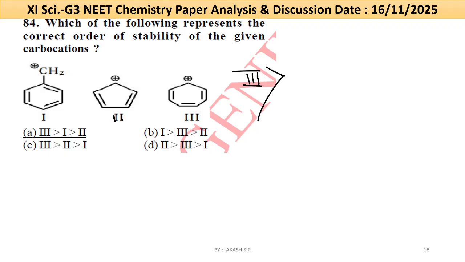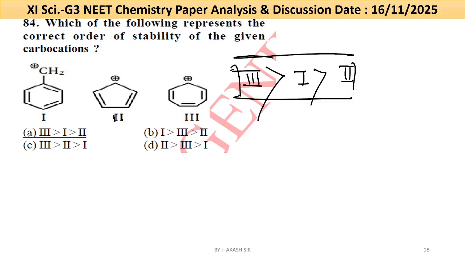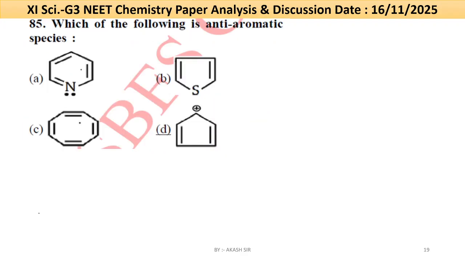Option 1, benzyl carbocation, is stable due to resonance, and cyclopentadienyl carbocation is unstable due to anti-aromaticity. So according to aromaticity, the stabilization will occur. So option number 1 is your correct answer. A is correct.